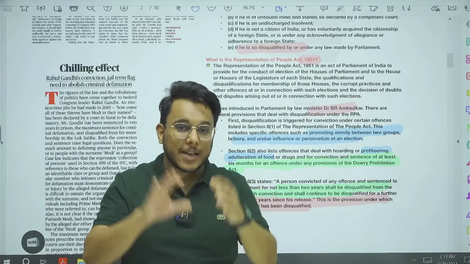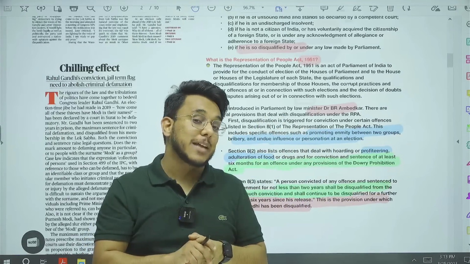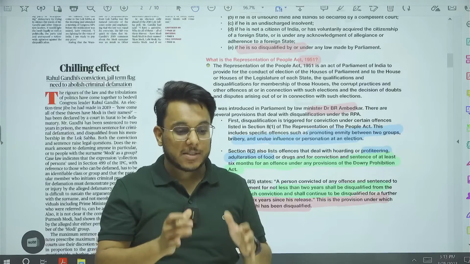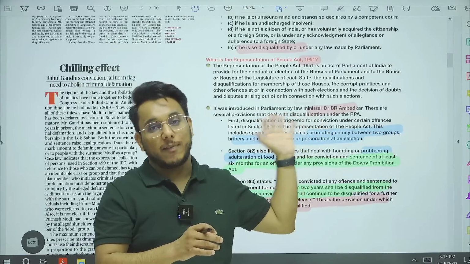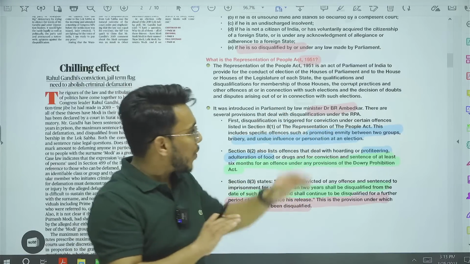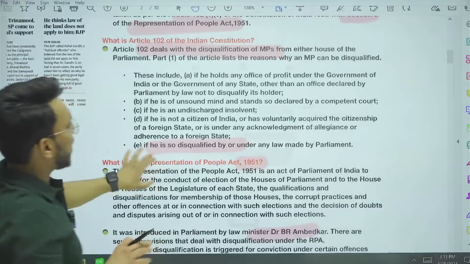So here we see that the Lok Sabha Secretariat has finally issued a notification, and as per that notification, they have said that Mr. Rahul Gandhi stands disqualified from his seat of MP from Wayanad. Now, what are the provisions that have been used here? Let's try to understand these particular provisions.